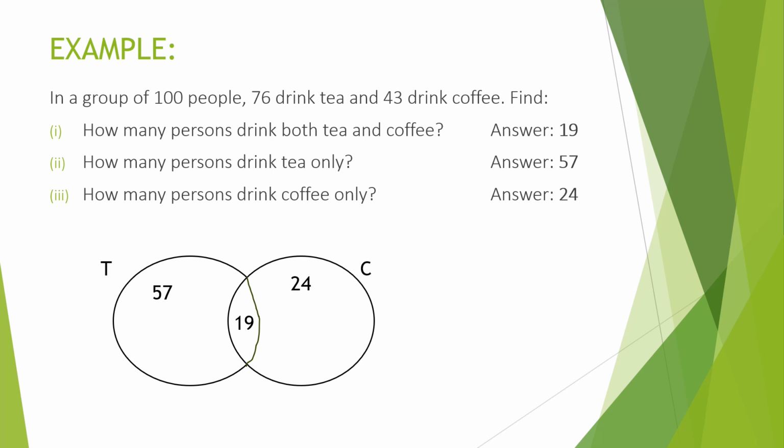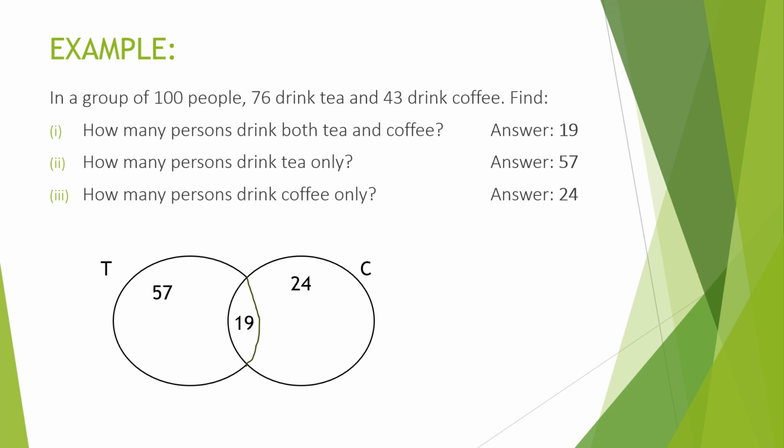So we have N of A union B is equal to N of A plus N of B minus N of A intersection B. Similarly over here 100 is equal to 76 plus 43 minus the number of elements in T intersection C. So when you solve it you get it as 19. So there are 19 people who drink both tea and coffee. You can also verify that, see over here 19 people drink both tea and coffee.